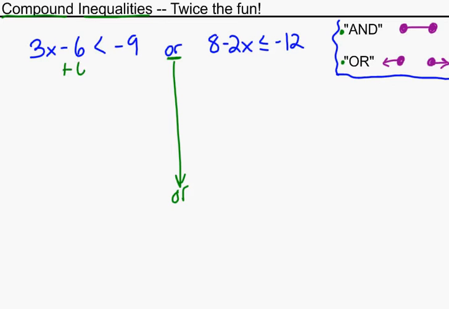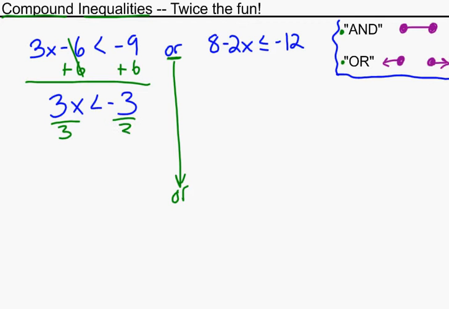So on the left, I would add 6, and I isolate the 3x term, so I know that 3x is less than negative 3. Divide by 3, and divide by 3. Since I'm dividing by a positive number, the sign does not switch, and I get x is less than negative 1. So half of my answer are all the numbers below negative 1.